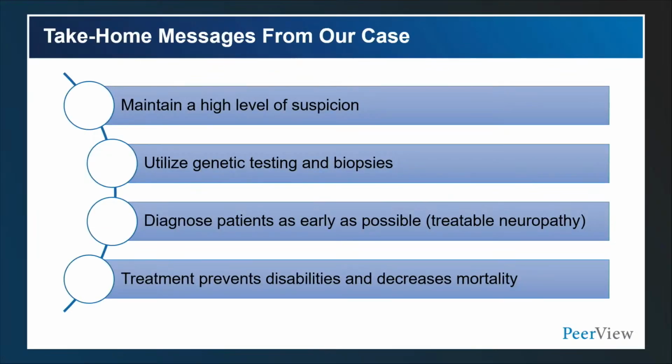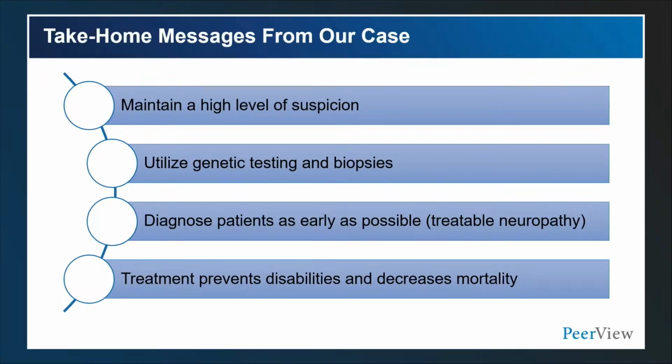So I think there's a few take-home messages from this case. One is to maintain a high level of suspicion. Really do a very thorough initial intake asking about autonomic symptoms with your patients with neuropathy, as well as focusing on family history. Utilize genetic testing.